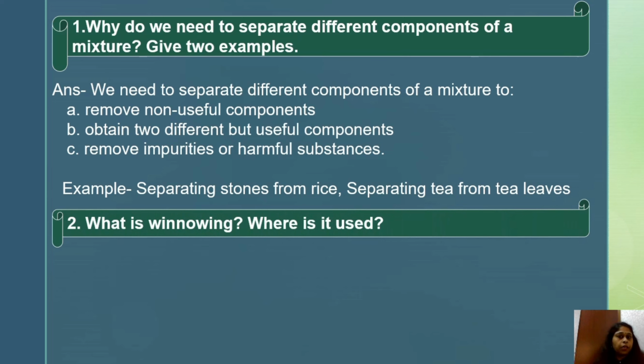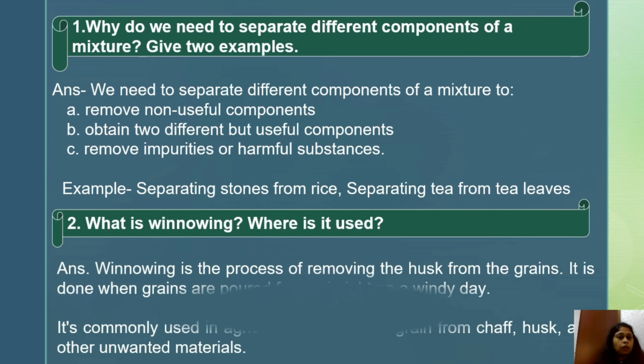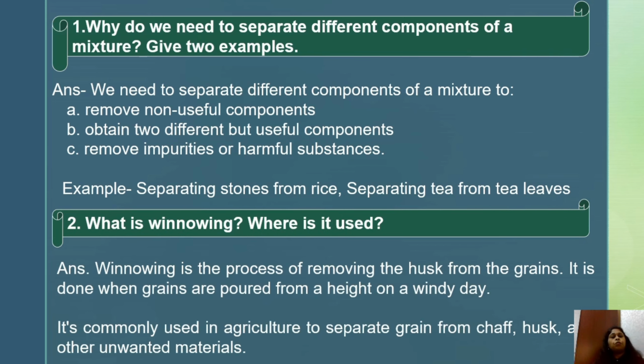Now what is winnowing and where is it used? Winnowing is basically the process of removing the husk from the grains, and it is done when grains are poured from a height on a windy day. It is commonly used in agriculture to separate the grain from chaff, husk and other unwanted materials.